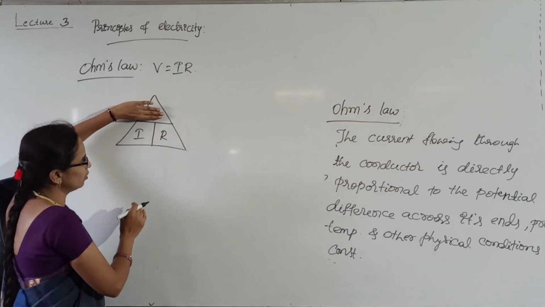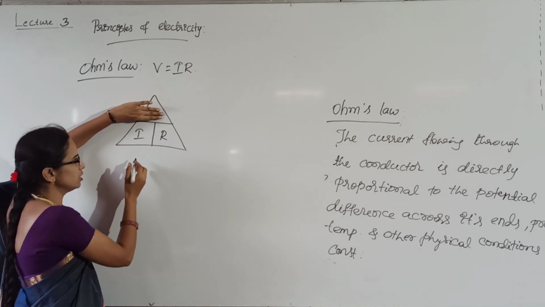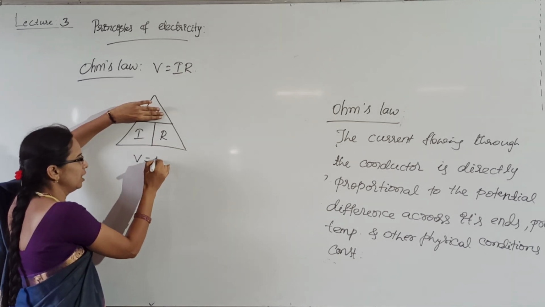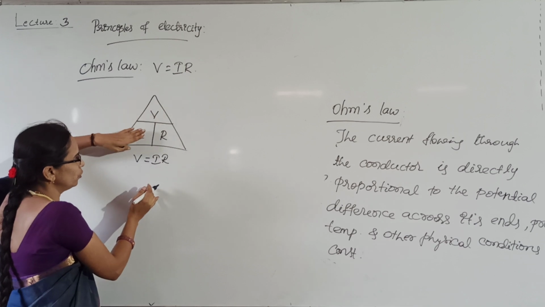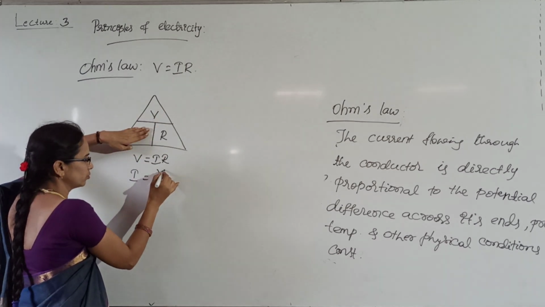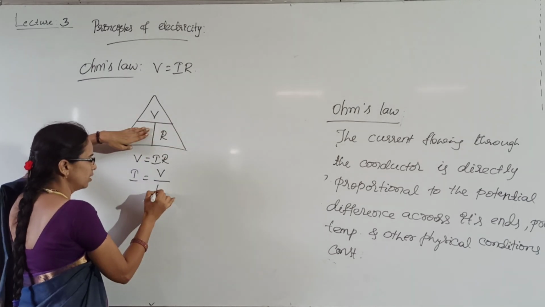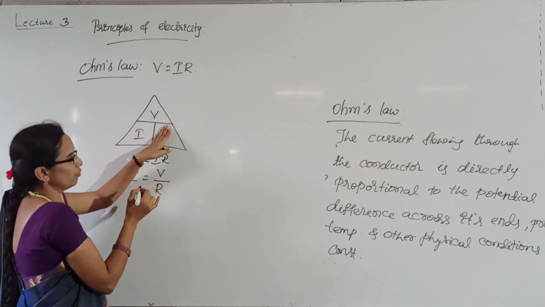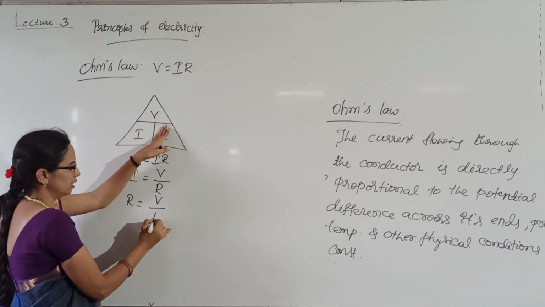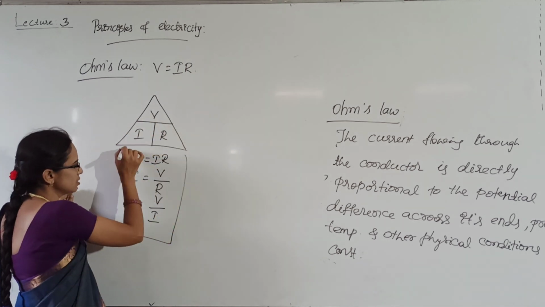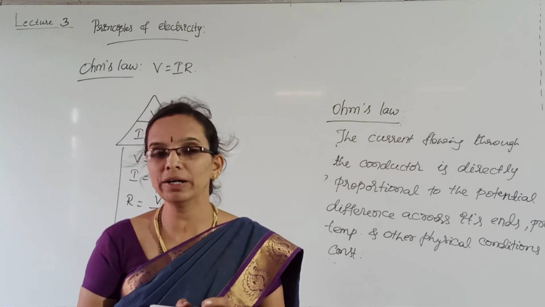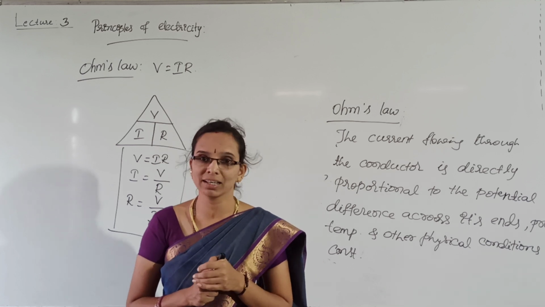See, if you don't know the value of V, that is the potential difference, you can calculate using V is equal to IR. If you don't know the value of I, I is equal to V by R. If you don't know the value of R, then R is equal to V by I. This is to memorize Ohm's law. Okay, this is a very important and very basic thing.